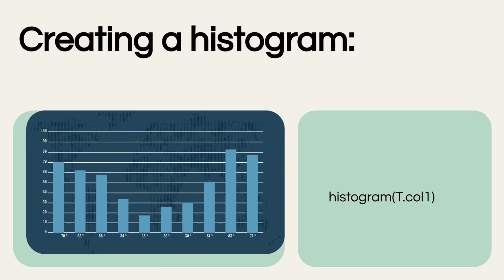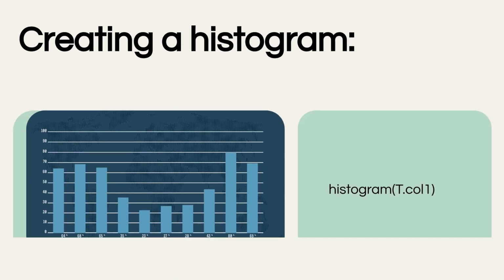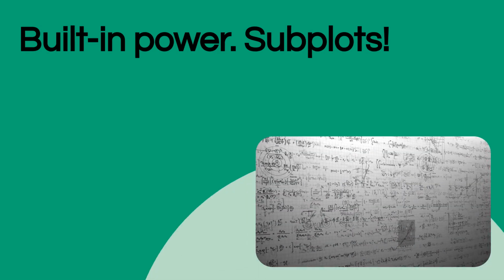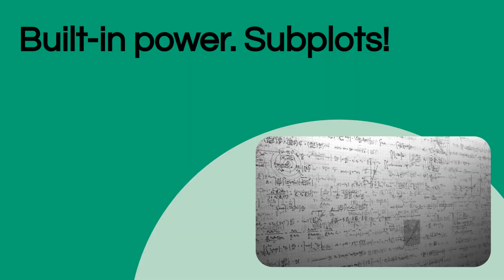To visualize the distribution of your data, simply use the histogram function on your data column. You've now learned the basic tools to perform quick statistical analysis in MATLAB. Remember the power of built-in functions for quick stats and explore subplots to display multiple visualizations.